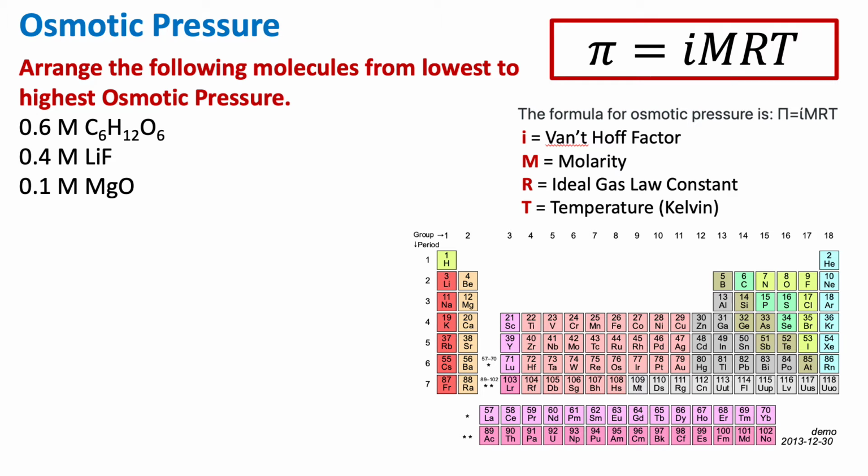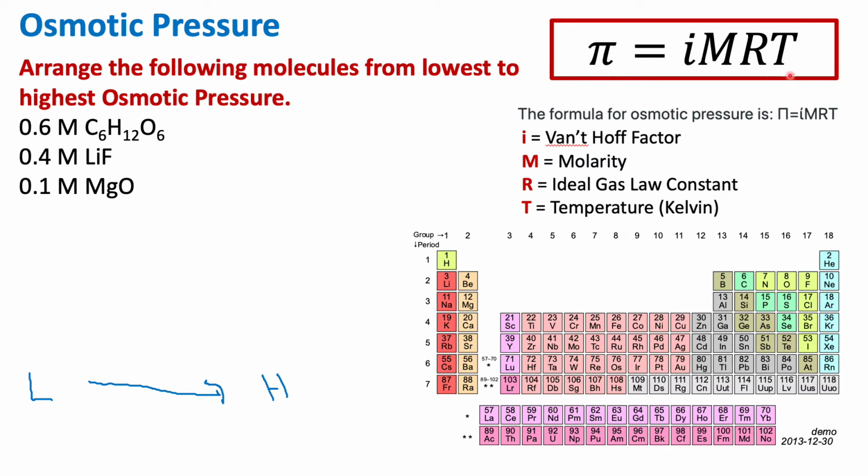So here we're given the question of arranging these molecules from lowest to highest osmotic pressure. At the bottom, I'm just going to label lowest to highest so we can keep track of which direction we're moving in. Now to begin, we're going to start with magnesium oxide.